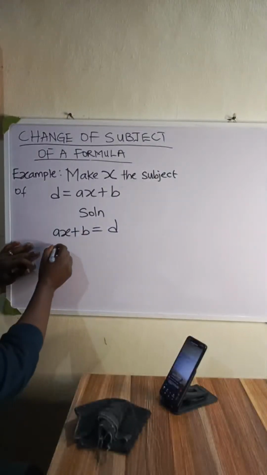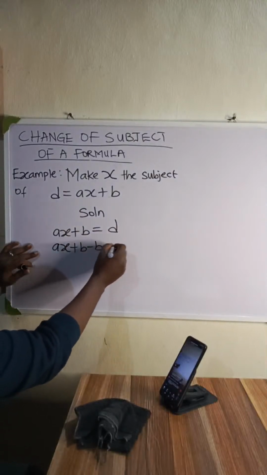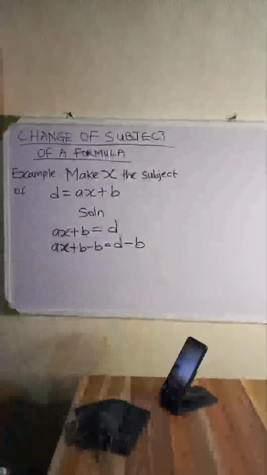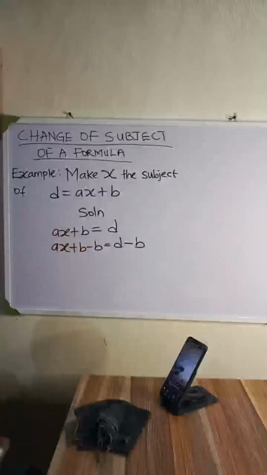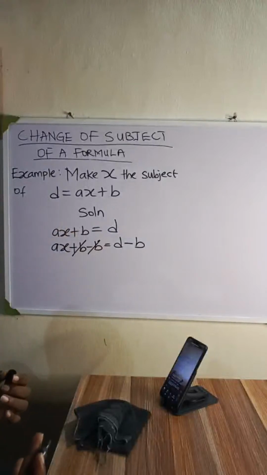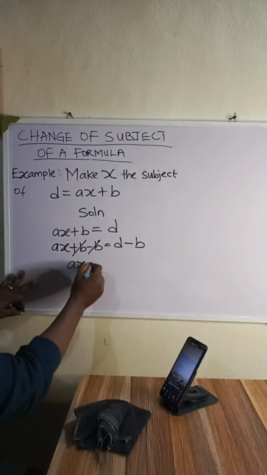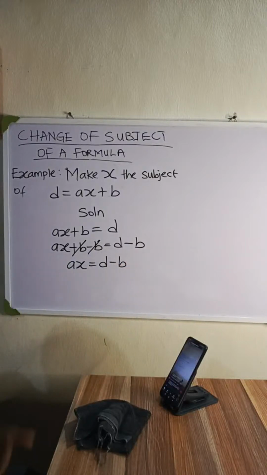So we are going to have AX plus B minus B is equal to D minus B. Okay, so plus B and minus B will cancel each other out, because the positive of a value and the negative of a value will always cancel each other out. So on the left we have AX is equal to D minus B. So we have eliminated B. B is no longer found on the left.